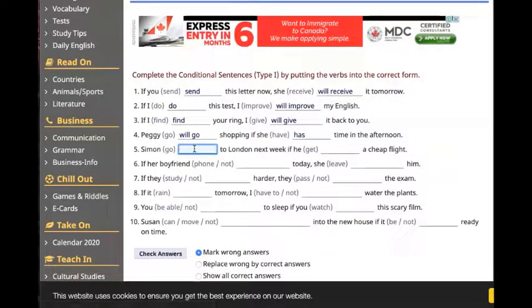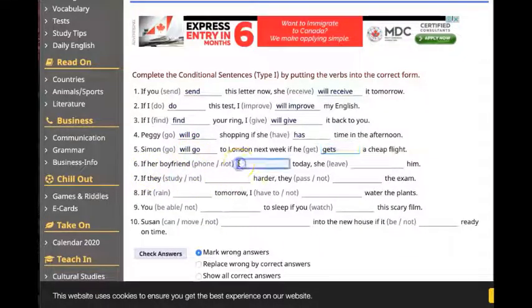5. Simon, again, we are not starting with if. We need to start with the opposite part. Simon will go to London next week if he gets a cheap flight. Remember, in the if part, you have to use simple present. In the other part, we need to start with will.